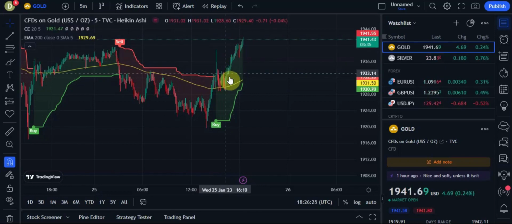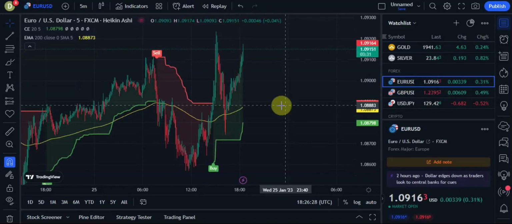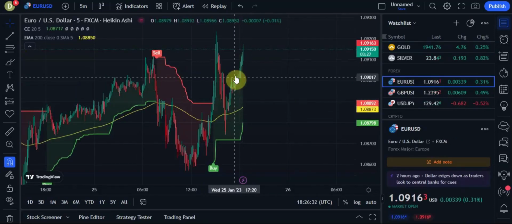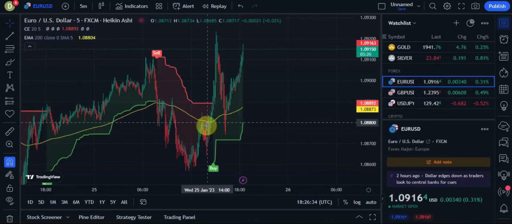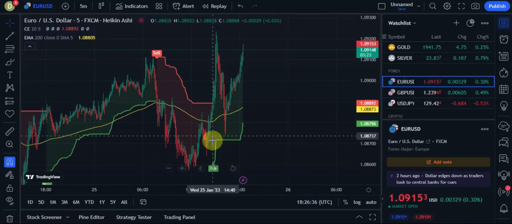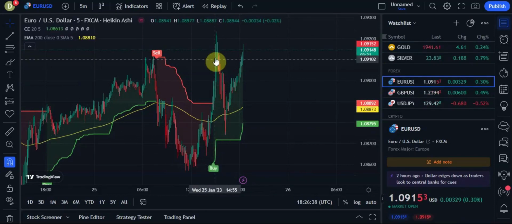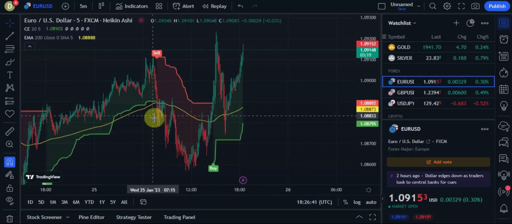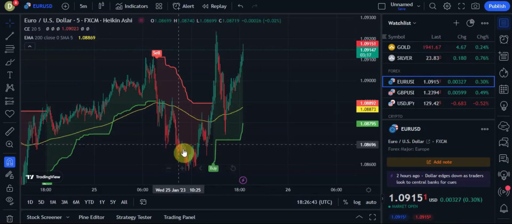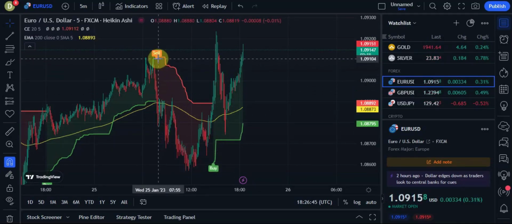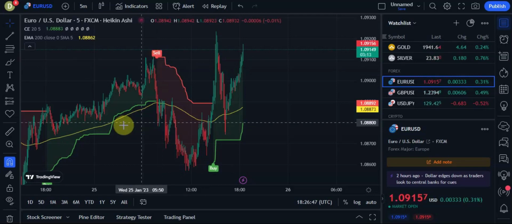Let's also take a look at the Euro USD chart. Alright, you can see here our market is going up, alright, above our EMA line, and we've got a buy signal. Okay, so this is a very good signal in this case. We've got another section here where the market is starting to go below the EMA line, and a sell signal is right here, guys. So you can see this is very accurate.